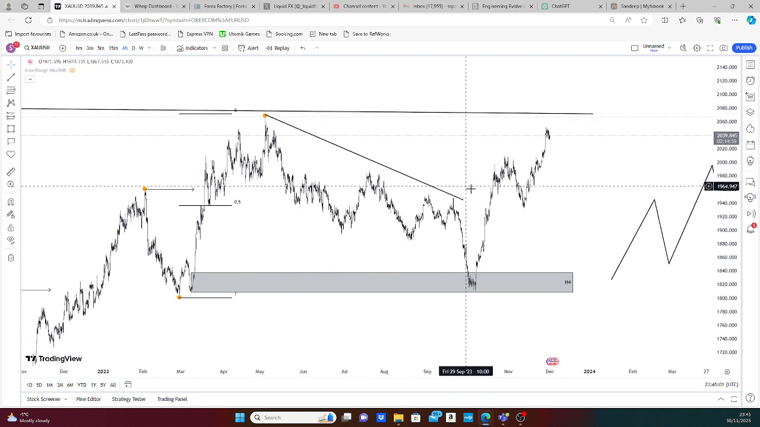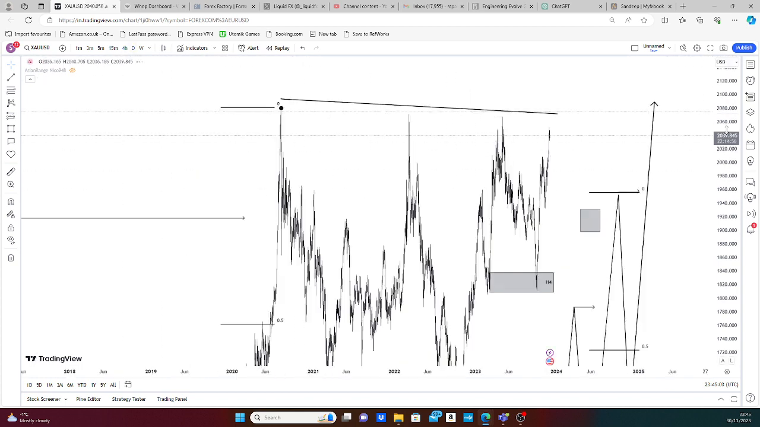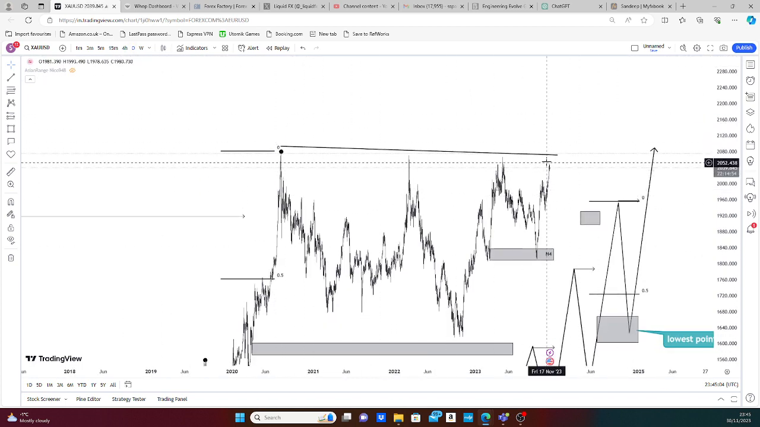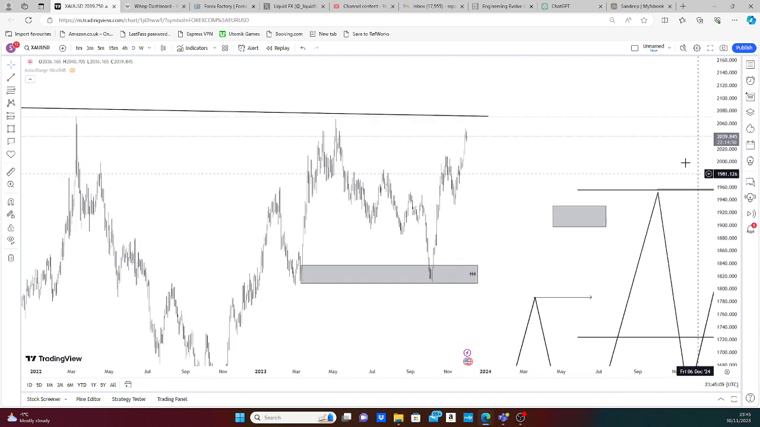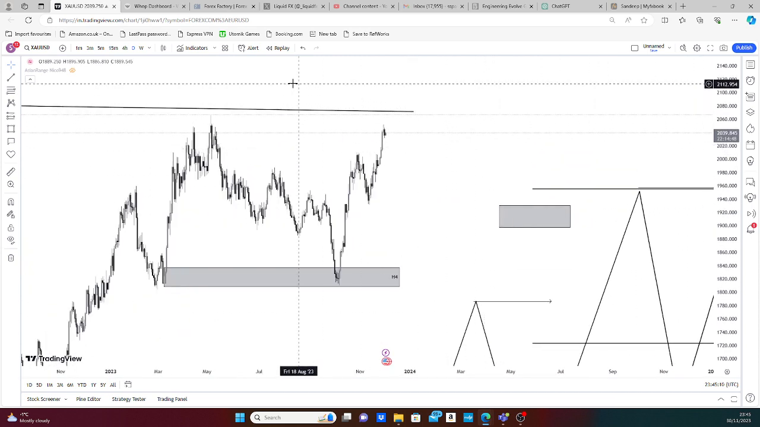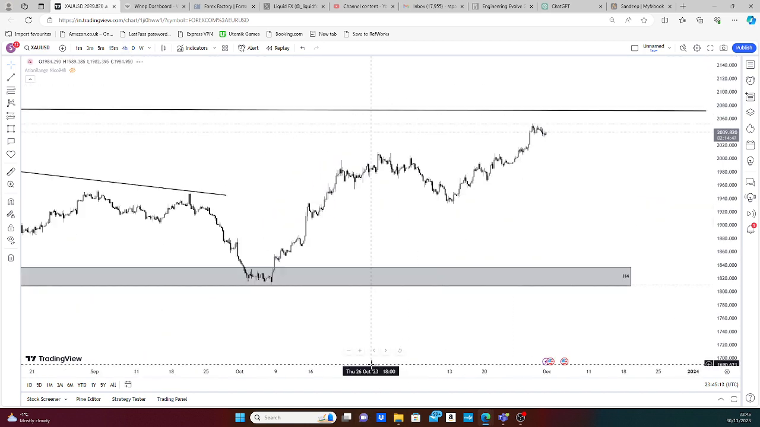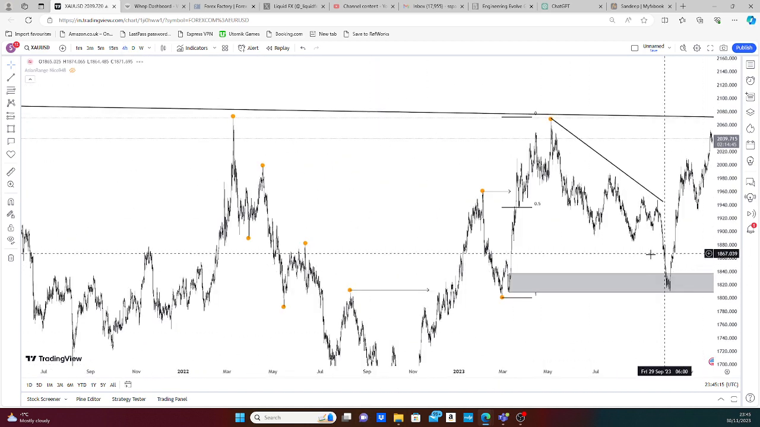So we see a liquidity pool here that's about to get swept, going on to the daily liquidity pool over here, potentially to an all-time new high. So if you're looking at this in November 2023, we could see an all-time new high. There's nothing in gold stopping that, okay?